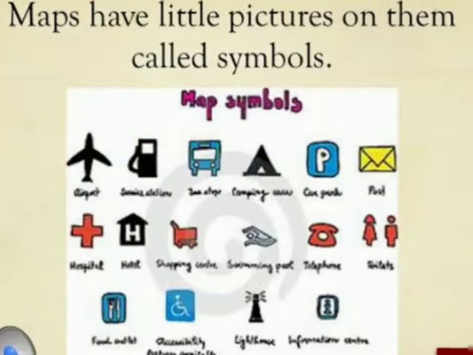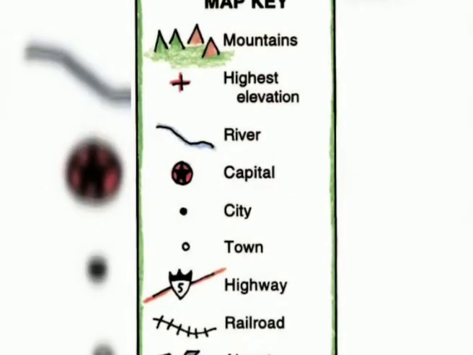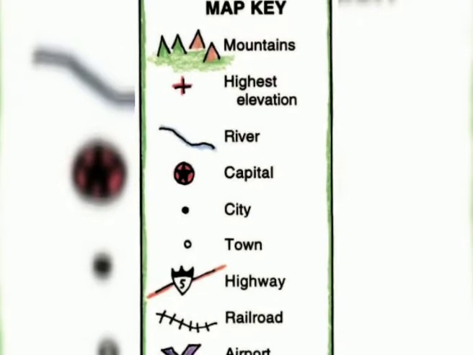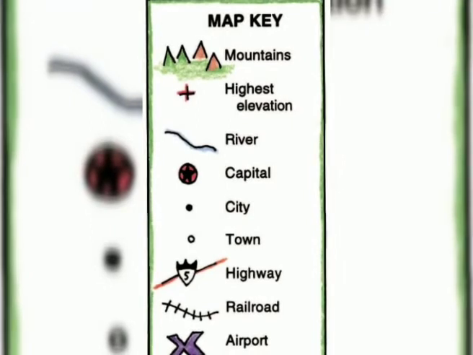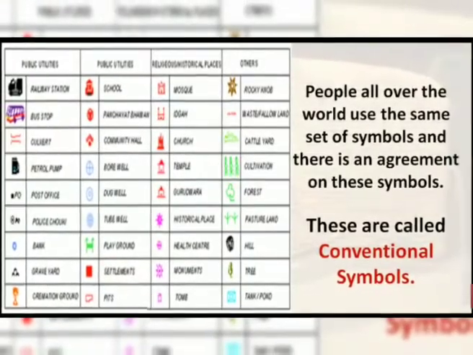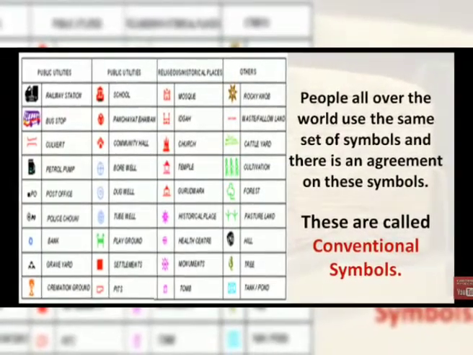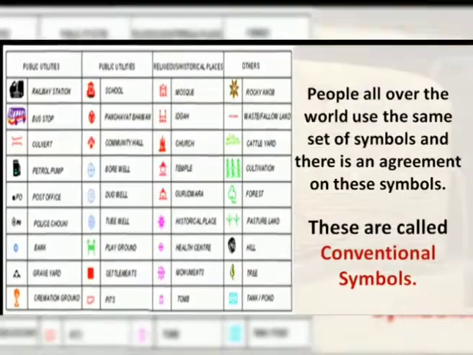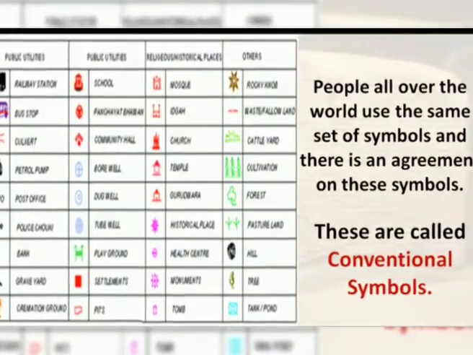Not only in India, if you are moving to a different country and you don't know which language is written there, you don't need to ask everyone. The symbols which are drawn there will help you to understand. So maps have a universal language that can be understood by all. There is an international agreement regarding the use of these symbols. These are called conventional symbols.